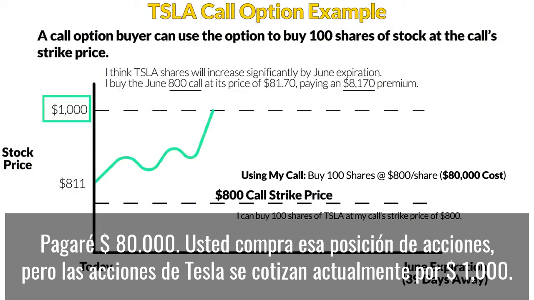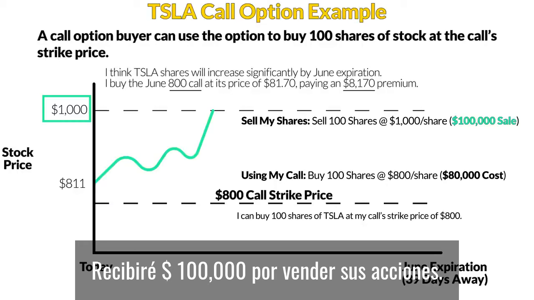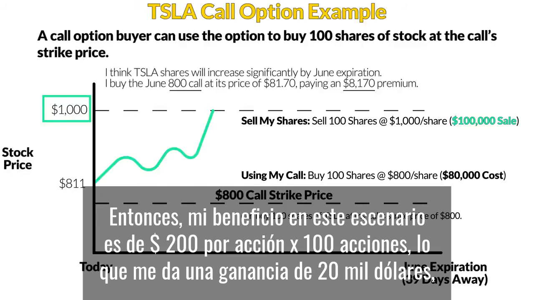But Tesla shares are currently trading for $1,000. So if I go ahead and turn around and sell my shares, if I sell 100 shares for $1,000 per share, I will receive $100,000 for selling those shares. So my profit in this scenario is $200 per share multiplied by 100 shares, giving me a $20,000 profit.